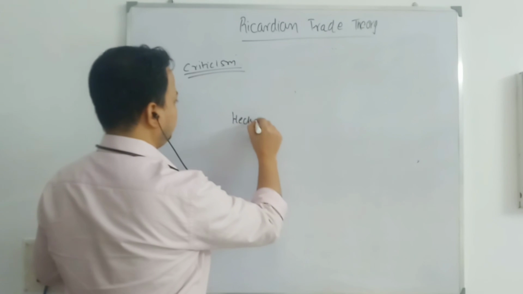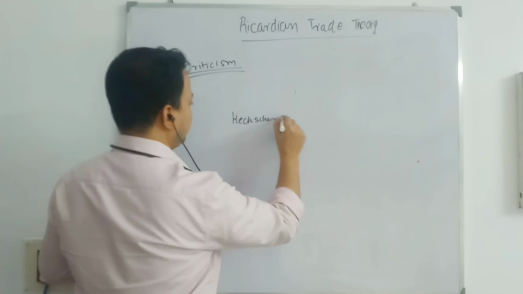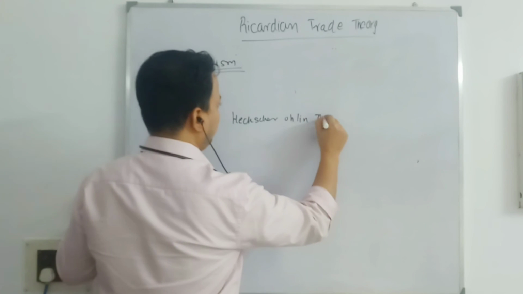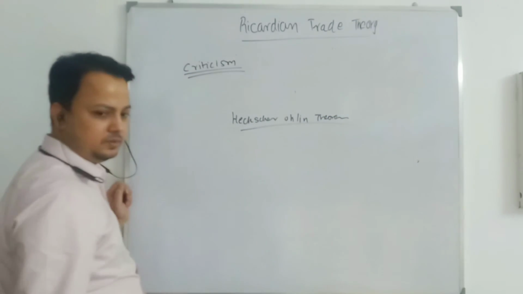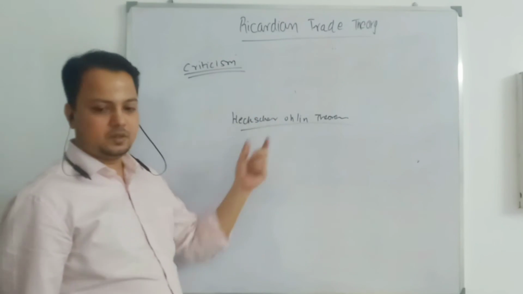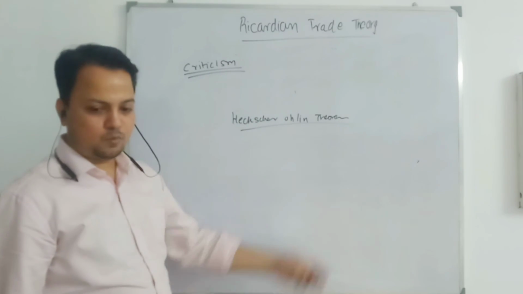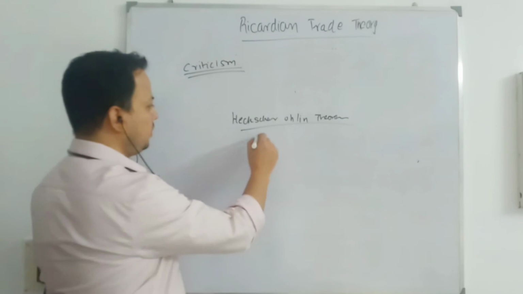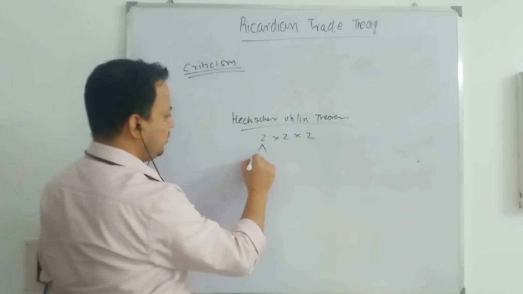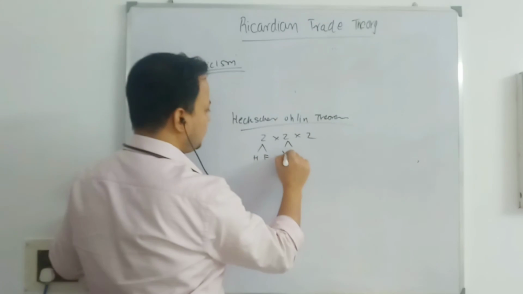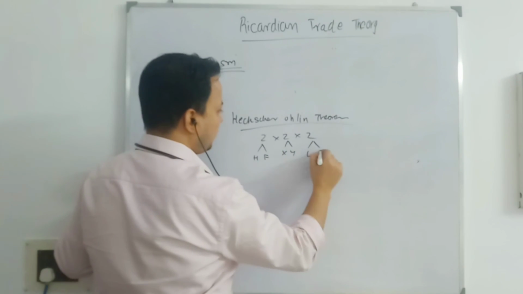One such refinement we are going to look at is the Heckscher-Ohlin theorem, in the next lecture. Ohlin is the student of Heckscher, who reworked his model and made it more popular. So here we are going to consider a 2x2x2 economy: two countries, home and foreign, producing two goods, say X and Y, using two factors of production, capital and labor.